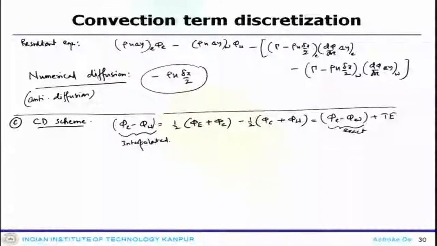Okay. So assuming the velocity is known everywhere and again the grid is uniform with size delta x, we can write these things in this fashion. So the TE here is nothing but the truncation error. Now we use Taylor series expansion to find out all this terminology one by one.